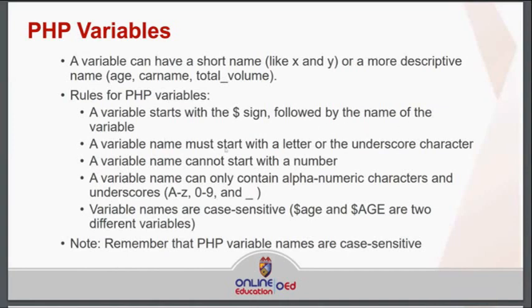A variable name must start with a letter or the underscore character. Basically, a variable name cannot start with a number. And a variable name can only contain alphanumeric characters and underscores. So basically, this is the only special character that you may use whenever you name a variable in PHP programming.